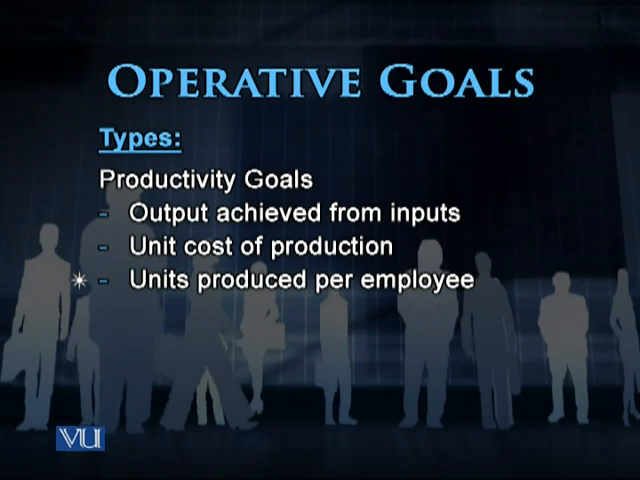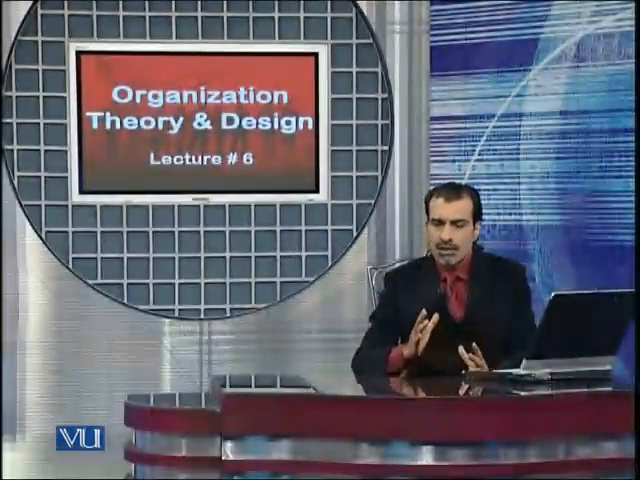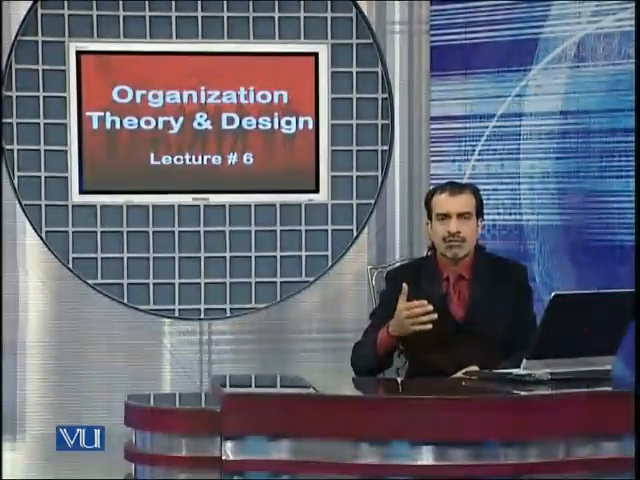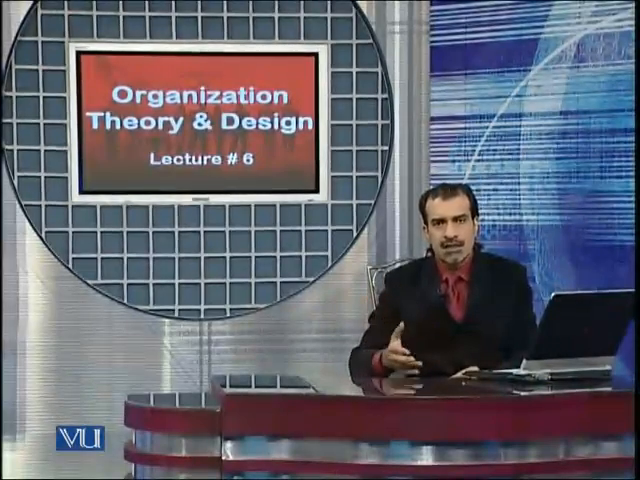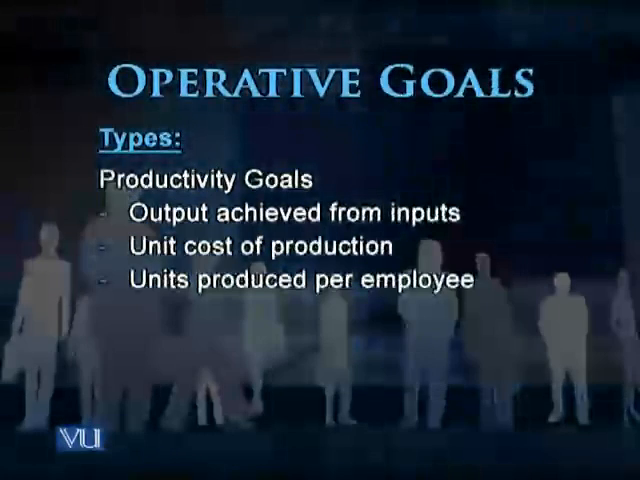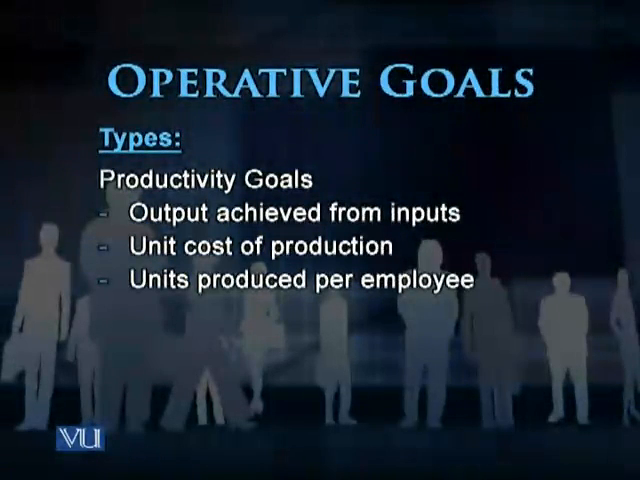Hum total number of units produced bhi dekh sakte hain. Total number of units produced per employees bhi dekhe ja sakte hain. Unit cost per product dekhi ja sakti hai. So there are different production goals. Again, it will depend on the philosophy and the mentality and the way of working of the production department. So you can see the list is not exhaustive. Isme aur bhi bahut se goals hain jo aap operative goals ki heading mein add kar sakte.